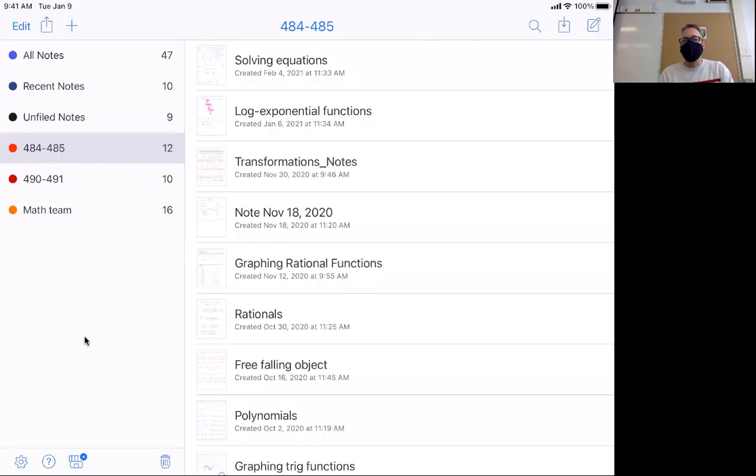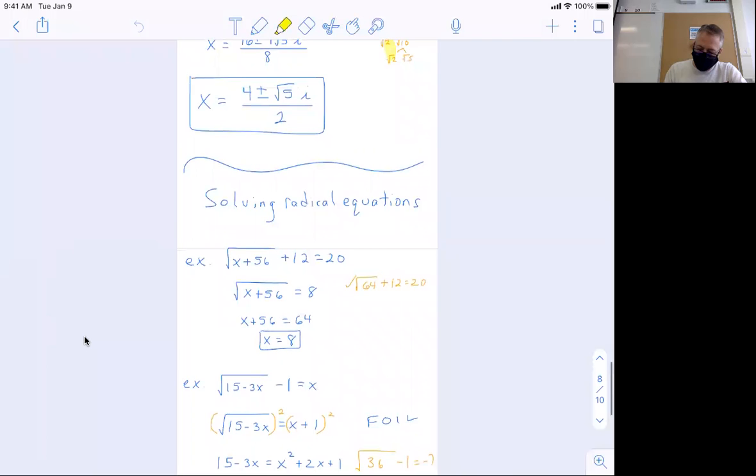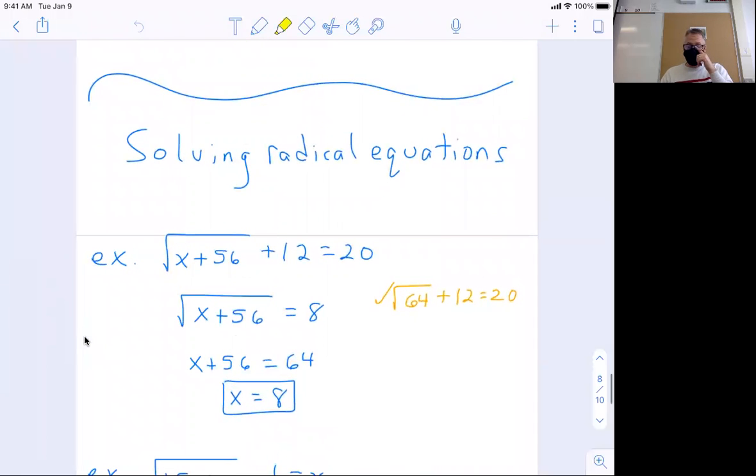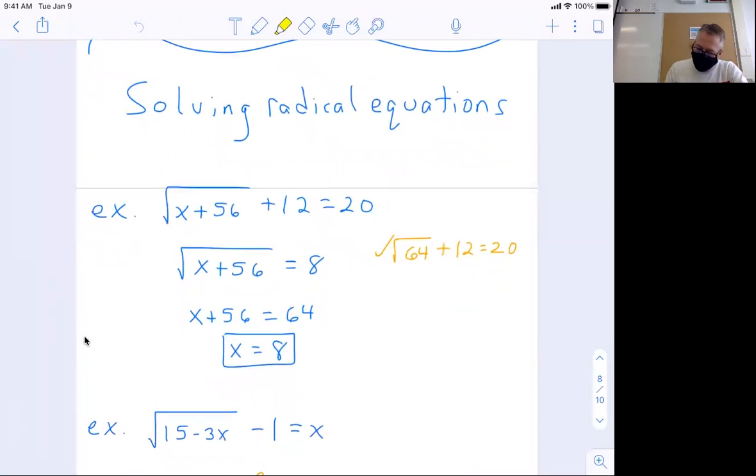And in our notes, I'm going to add to the solving equations note sheet that we have. Where we left off yesterday, we were solving radical equations. I'm going to add to that in just a moment, a harder one actually, but I think it's a good idea to go over these again. If we want to solve this radical equation, our basic method is get the radical by itself, then square both sides and solve.